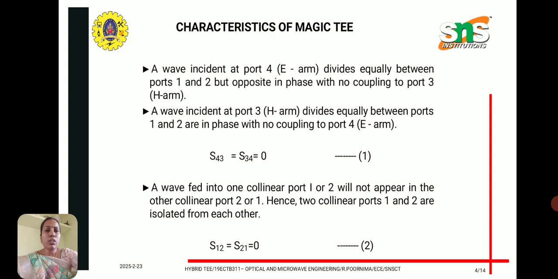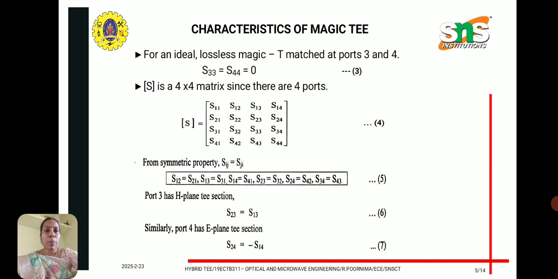A wave fed into one collinear port, 1 or 2, will not appear in the other collinear port. Hence, the two collinear ports are isolated from each other, so S12 equal to S21 equal to 0. We can apply these characteristics of magic T and obtain the S matrix, a 4 cross 4 matrix, where S starts from S11, S12, S13, S14 and goes up to S44.